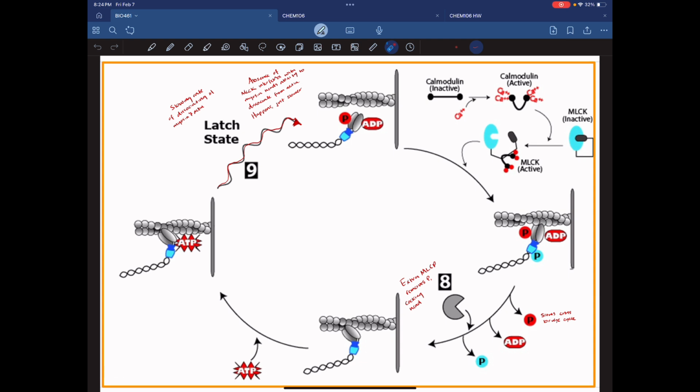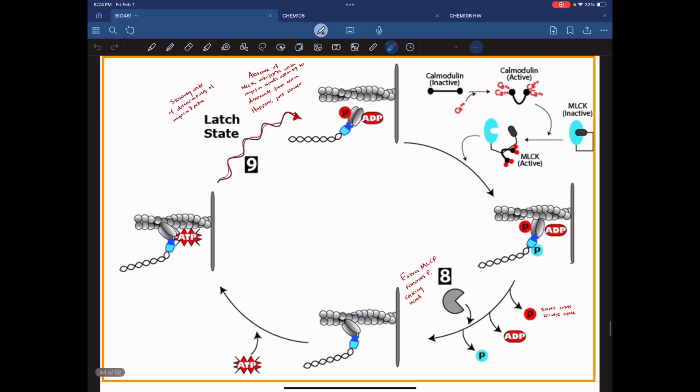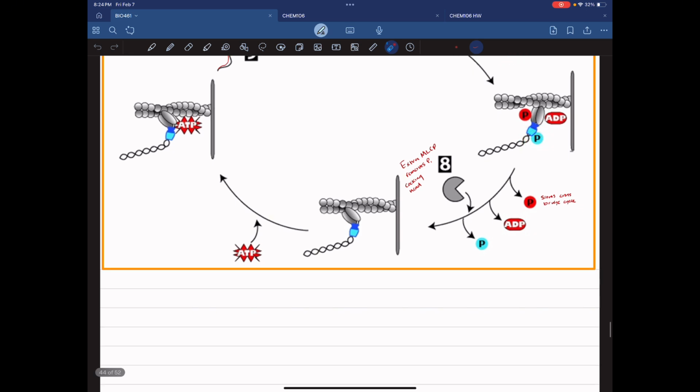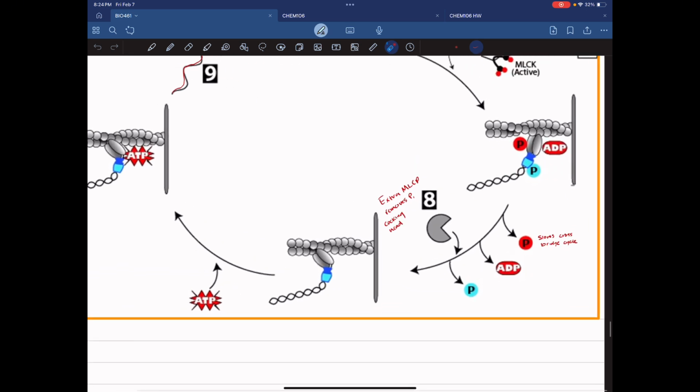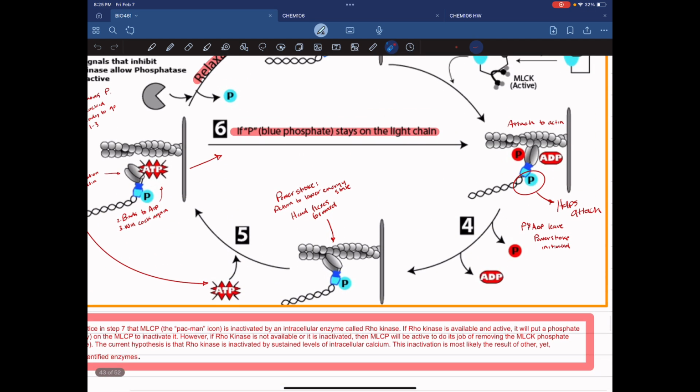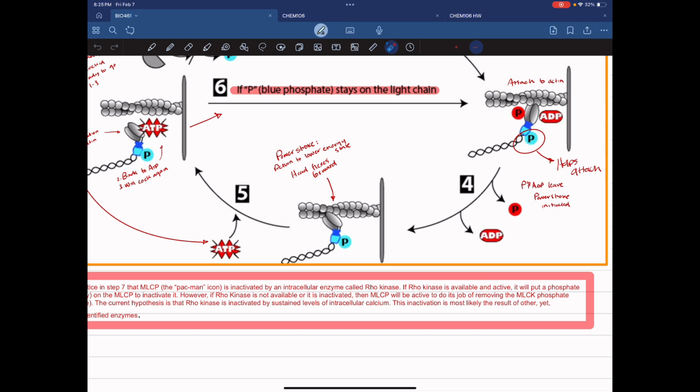You can see here we start the same. We have our myosin head, ADP, and a phosphate. Calmodulin comes in. Calmodulin attaches to calcium. That calcium then activates our MLCK. MLCK binds. We have another phosphate here on our myosin. Now, extra MLCP is going to remove this phosphate. So as before, right here, we're just removing this phosphate and an ADP.